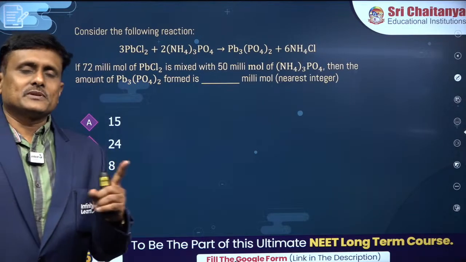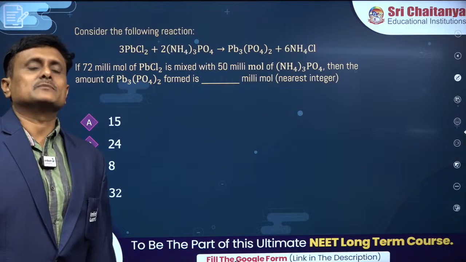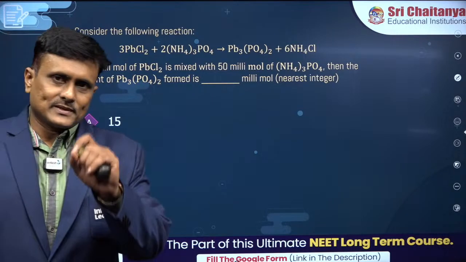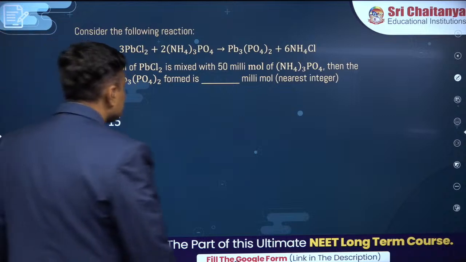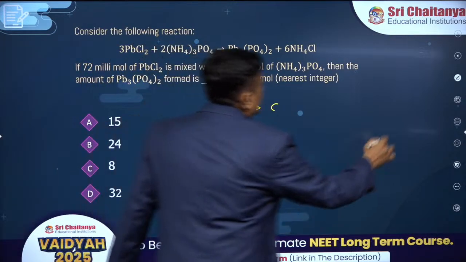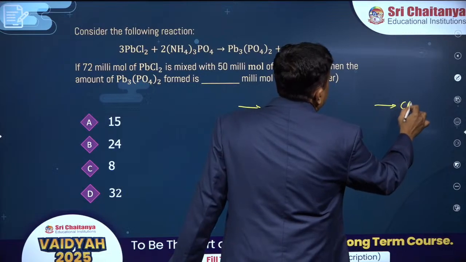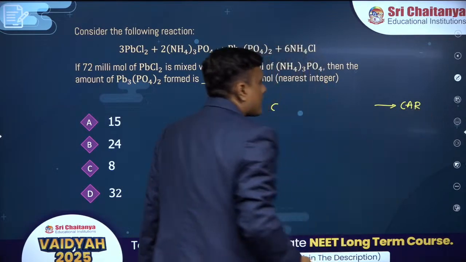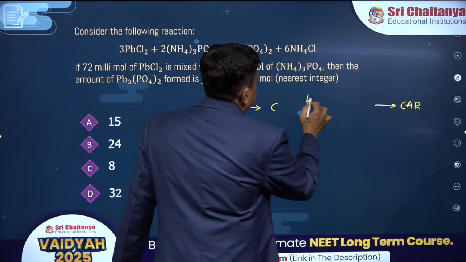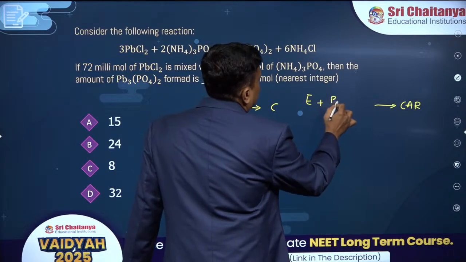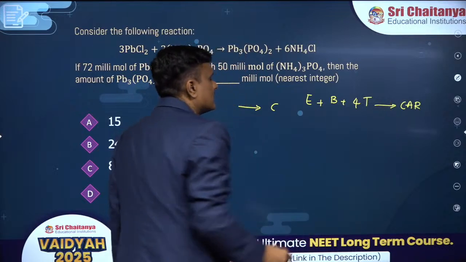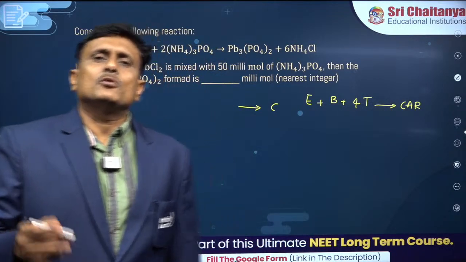Next question is also based on stoichiometry. It's based on a concept called limiting reagent. Let me explain this concept by taking a simple reference. I am interested in making a moving car. For that I will require engine plus body and 4 tires. What do I require? Engine, body and 4 tires.